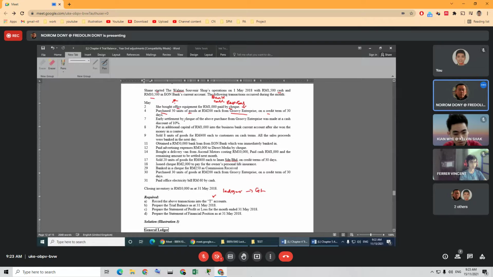Early settlement by check to Groovy Enterprise was made at a cash discount of 10%. Okay, so Groovy Enterprise reduces, and then the check also reduces. So meaning this one, Groovy will be debited, bank will be credited. If we are sure this is debited, then this one definitely will be the opposite, credit.